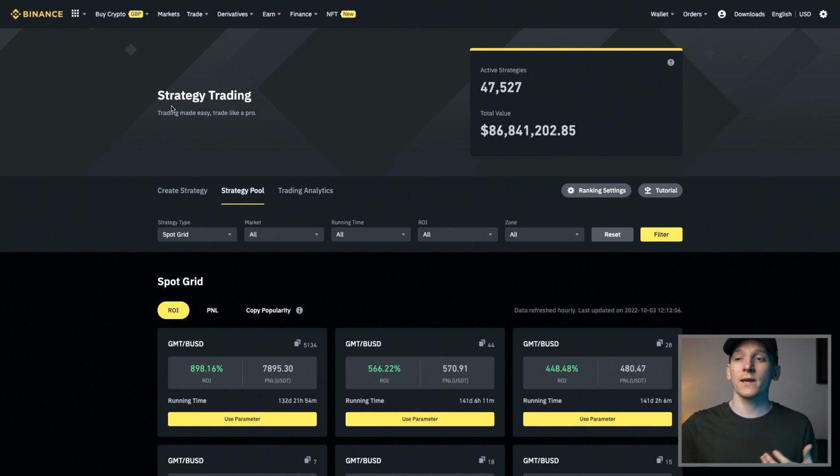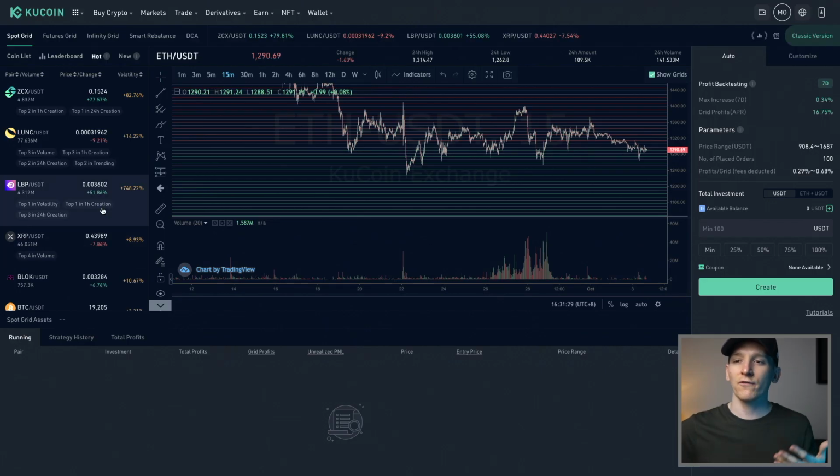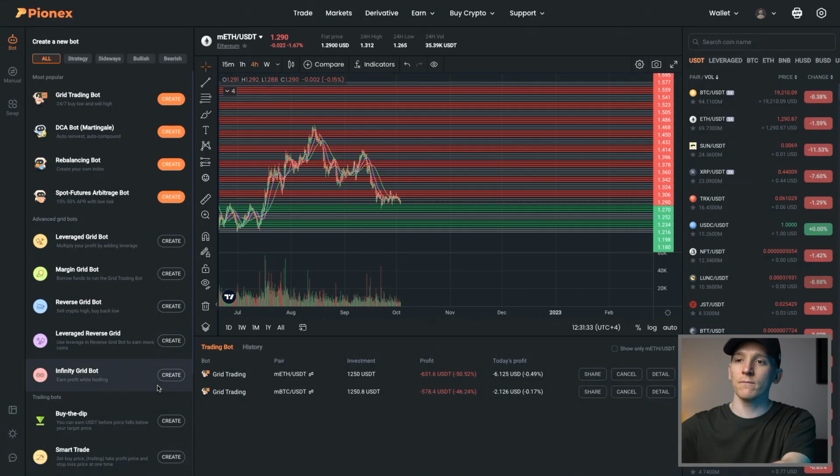First, we have to know where we can implement these grid bots. Binance have their own version called strategy trading. These are actually grid bots under the surface. You also have KuCoin here, who do many different grid bots as part of their trading bot system. You have something like Pionex as well, which is actually specifically a bot platform with many different types of bots, including futures and leverage tokens, buy the dip, TWAP, and everything like that. We're going to focus on grid trading.